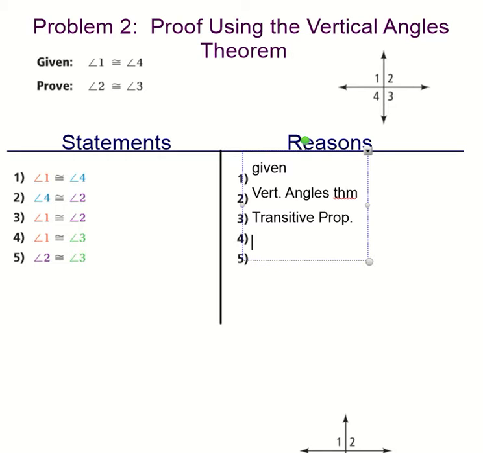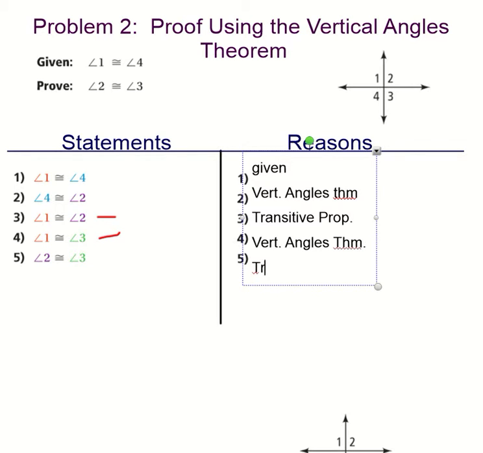Vertical angles. We know that vertical angles are congruent, so you can say by the vertical angles theorem once again. And then how do we then say that angle 2 is congruent to angle 3? Well, you look back up in the statements. We know that 1 is congruent to 2 and 1 is congruent to 3. And so if we use that transitive property once again, we can then say that those two are congruent because we can replace that 1 with either 2 or 3.